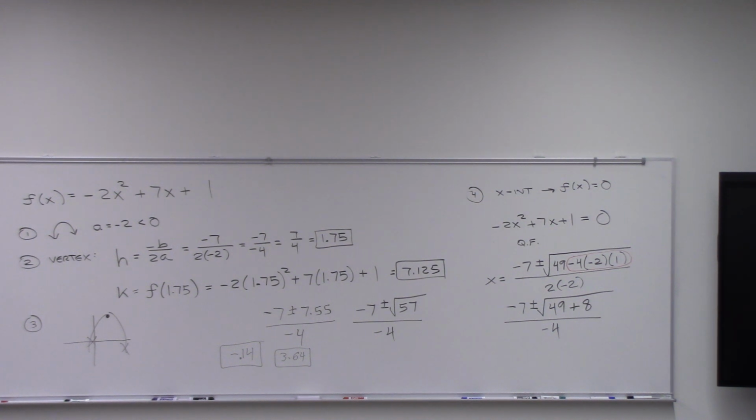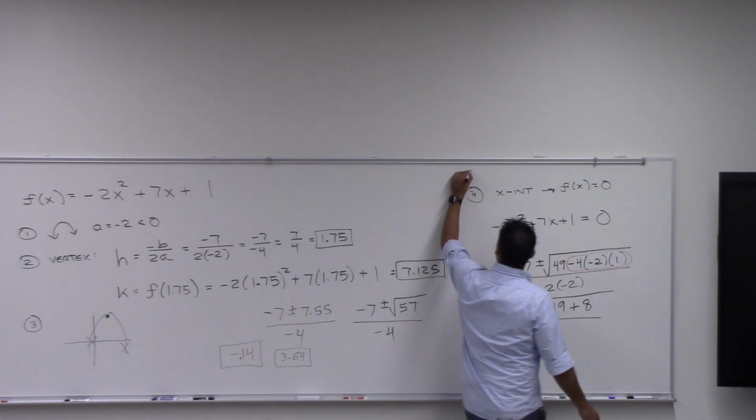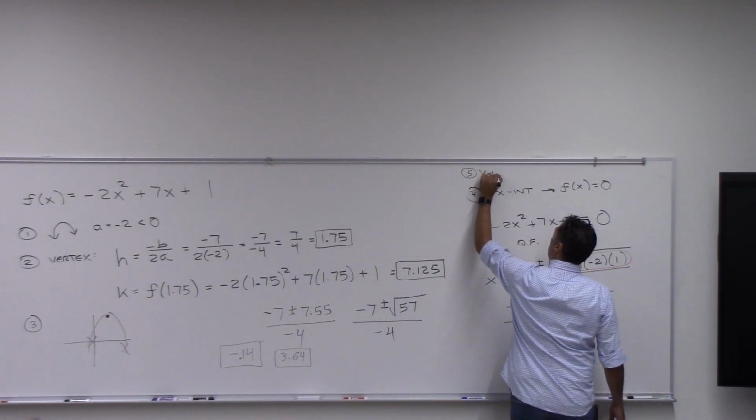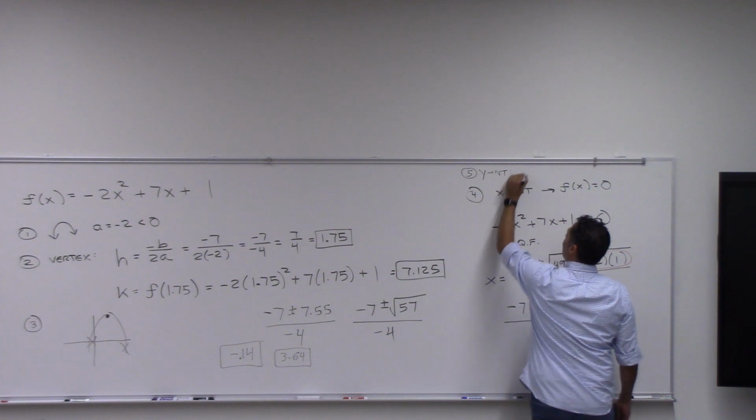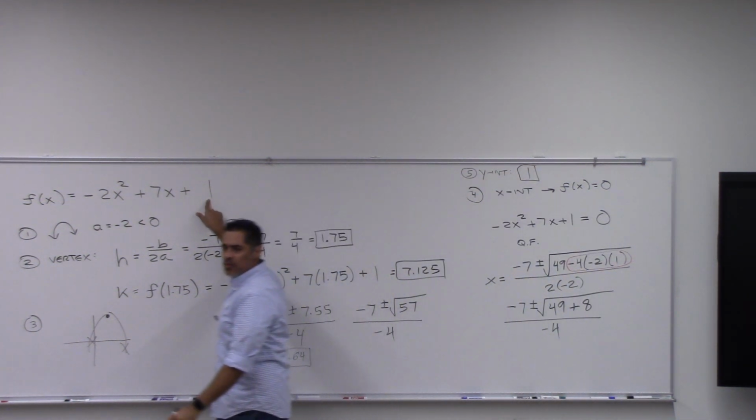And then finally, the y-intercept. So for the fifth step, y-intercept: 1, right? Because it's in standard form, this c is always the y-intercept.